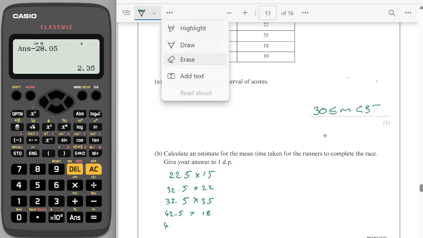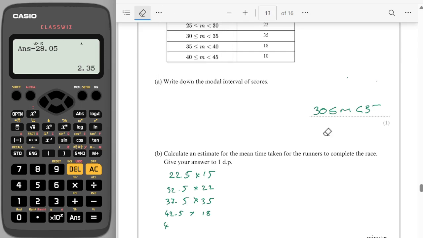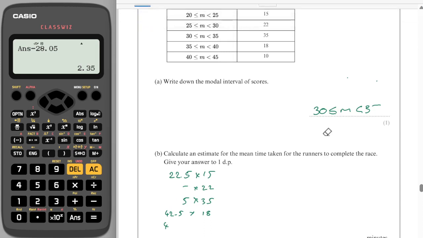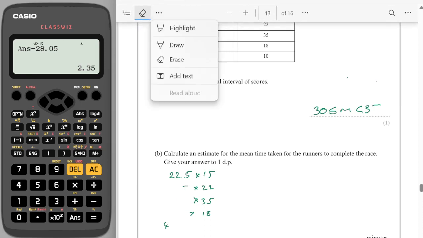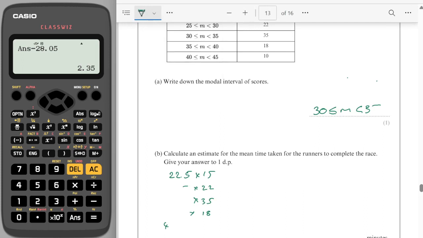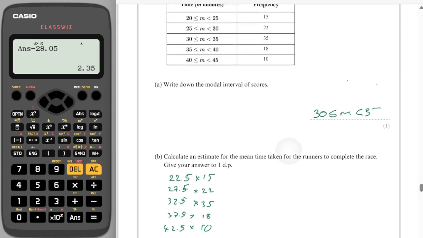Okay, let's try that again in terms of my mistake. My mistake was actually all the way up here. So my midpoints are 22.5, 27.5, 32.5, 37.5, and then 42.5. So that should be right now.